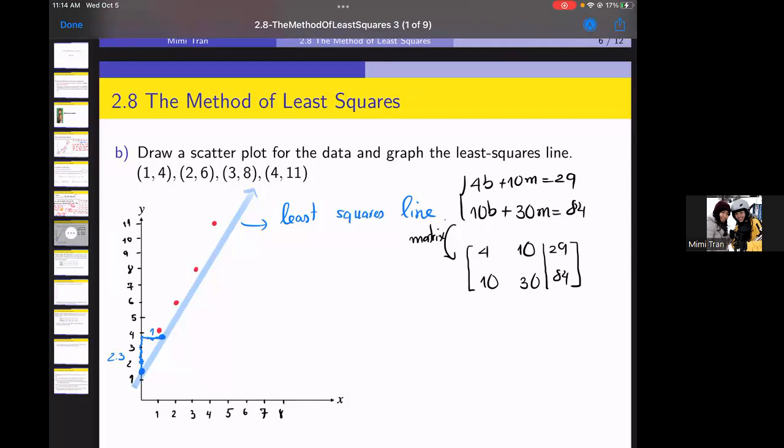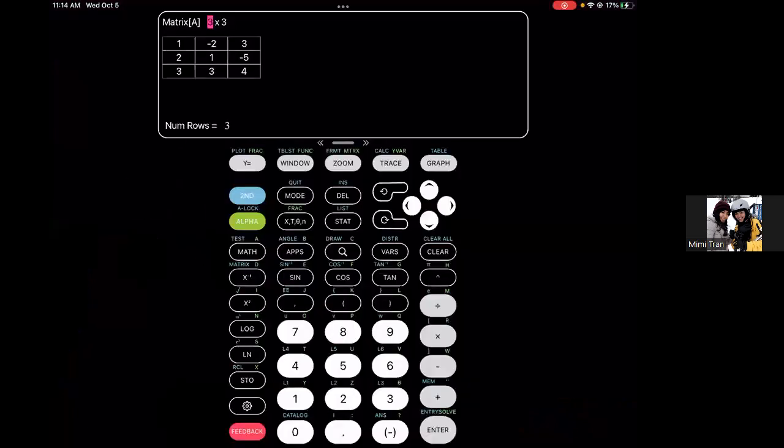How many rows do I have? Well, it's always going to be two in this problem, right? 2 rows, how many columns? 3. So 2 by 3. Always row first though, okay? So 2 by 3, 2, enter, enter, and then 3, enter, enter. And then I forgot what the equation was. So the first one, what was it, 4? Enter. Second one is 10. Enter, and then 29. What is it? 10, thank you. 30, and then 84. You got all that?